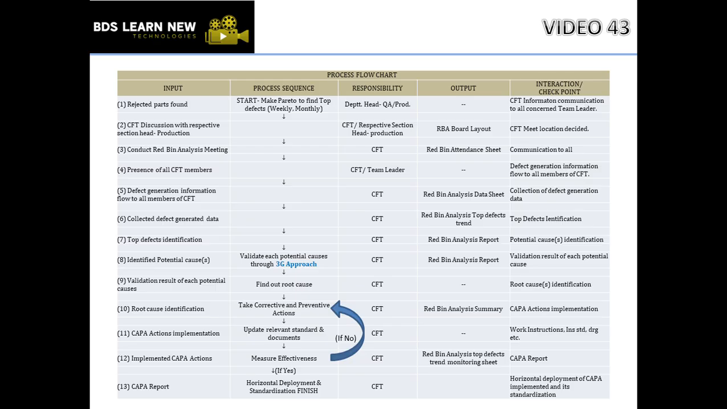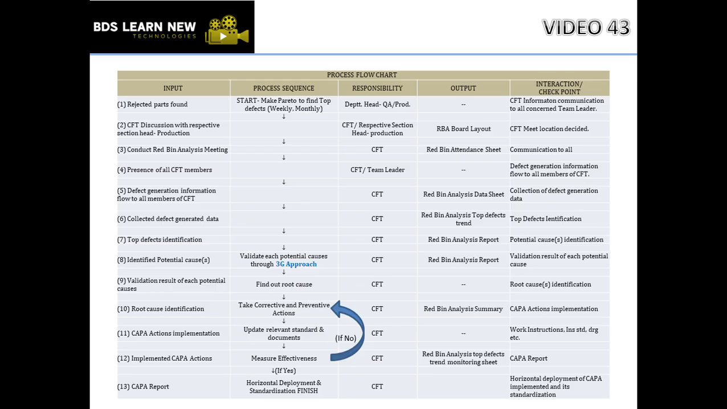Then the fifth one is defect generation information flow to all members of CFT, right? We are getting the red bin analysis data sheet, which means collection of defect generation data, right? And sixth is collect defect generated data. Now the output would be red bin analysis top defect trends. What are the trends of the top defects?